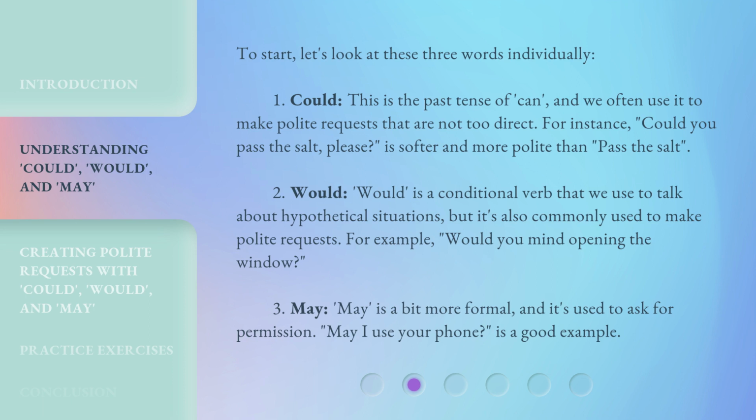2. Would. Would is a conditional verb that we use to talk about hypothetical situations, but it's also commonly used to make polite requests. For example, "Would you mind opening the window?" 3. May. May is a bit more formal, and it's used to ask for permission. "May I use your phone?" is a good example.